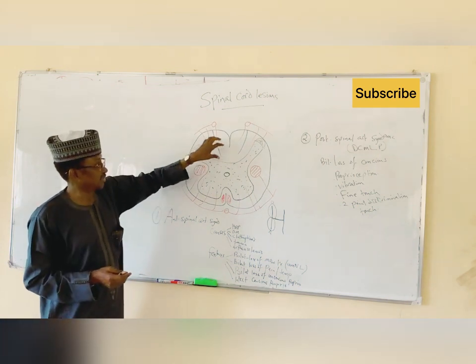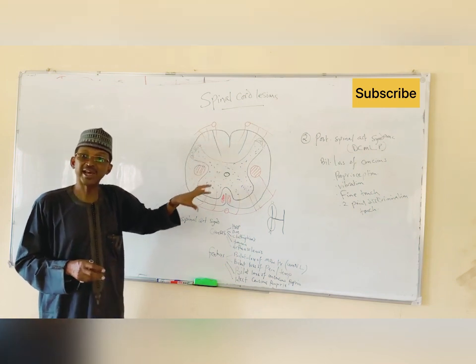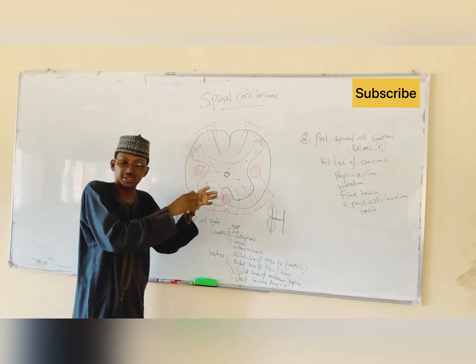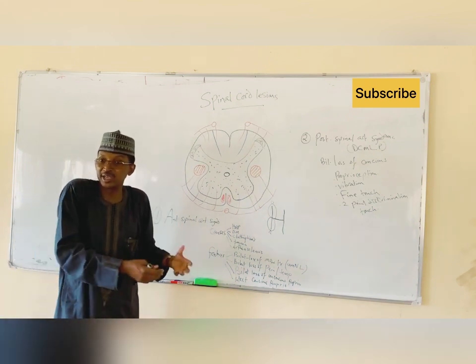So we have now seen the function of this posterior white column carrying this information or sensation consciously: conscious proprioception, vibration, and so on and so forth.